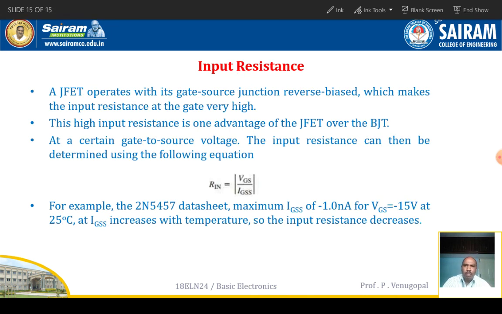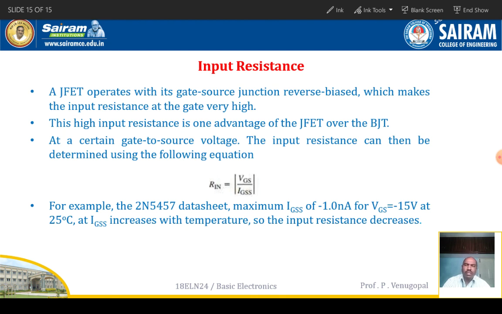The next topic is input resistance. The JFET operates with its gate source junction reverse biased, which makes the input resistance at the gate very high. This high input resistance is one advantage of the JFET over the BJT. At a certain gate to source voltage, the input resistance can be determined using the following equation, where RIN is equal to VGS by IGSS, using Ohm's law. For example, for the JFET 2N5457 data sheet, the maximum IGSS is -1.0 nanoamps for VGS equal to -15 volts at 25 degrees Celsius. IGSS increases with temperature, so the input resistance decreases. So this is the input resistance.